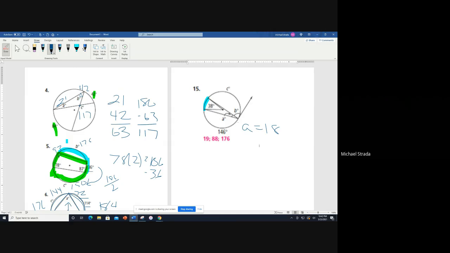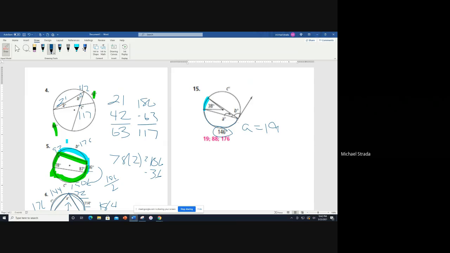From here to here is 146. So that's why C would be 214. All right. Because not 214, my bad. I jumped ahead of myself. Hold on. So A is not 18, it's 19. All right. So A is going to be 19.